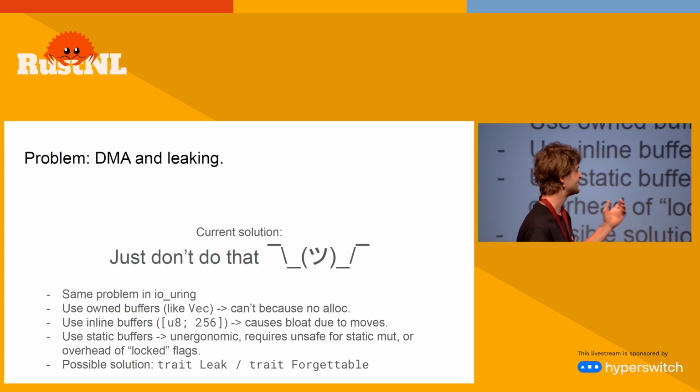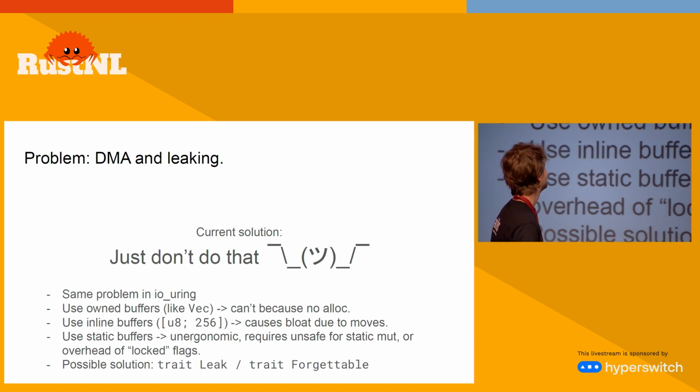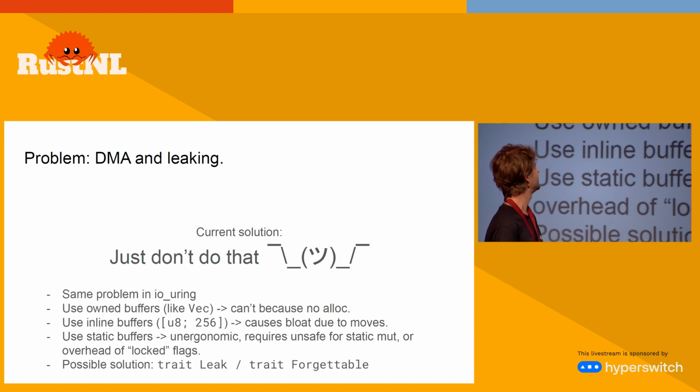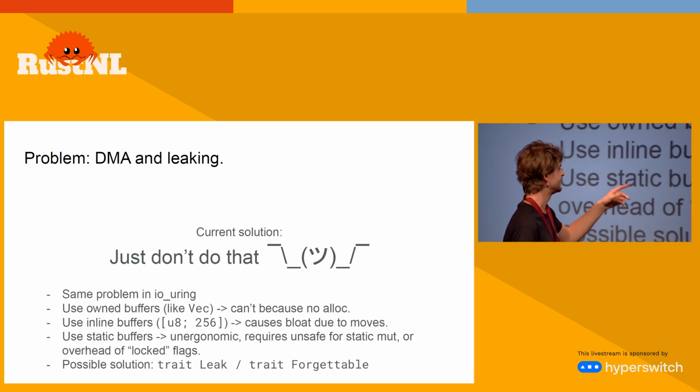So it's a bit unfortunate that we still have a bit of a C thing: hey, you're holding it wrong. It's actually the same problem as in io_uring. io_uring solves it by using owned buffers like Vec, but we can't because no-alloc. Using static inline buffers causes a lot of bloat. Static buffers are not really ergonomic. So Rust really needs a solution for this.